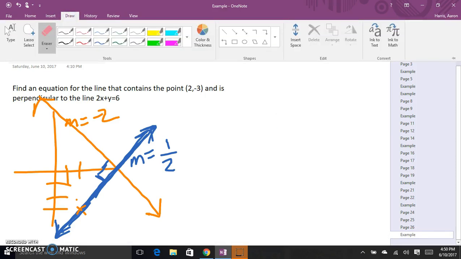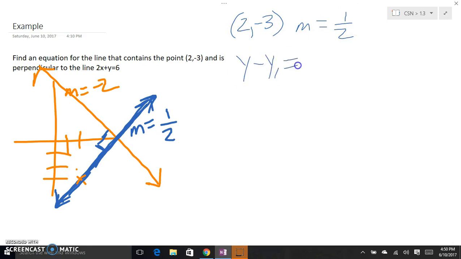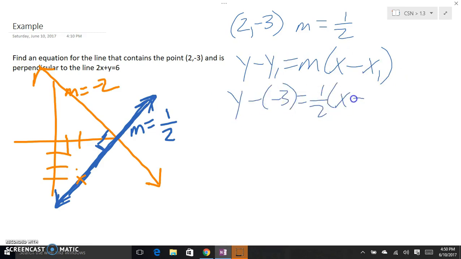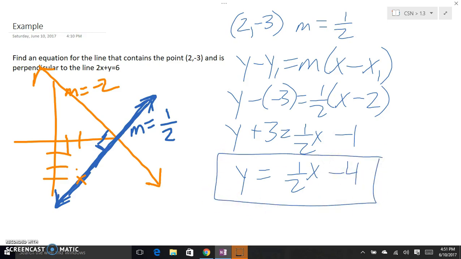And now, I know it's going through the point (2, -3). I have a slope that is 1/2. Write your point-slope form, and you'll have the equation of the blue line. Subtract 3 on both sides. So that's the equation of that blue line there.